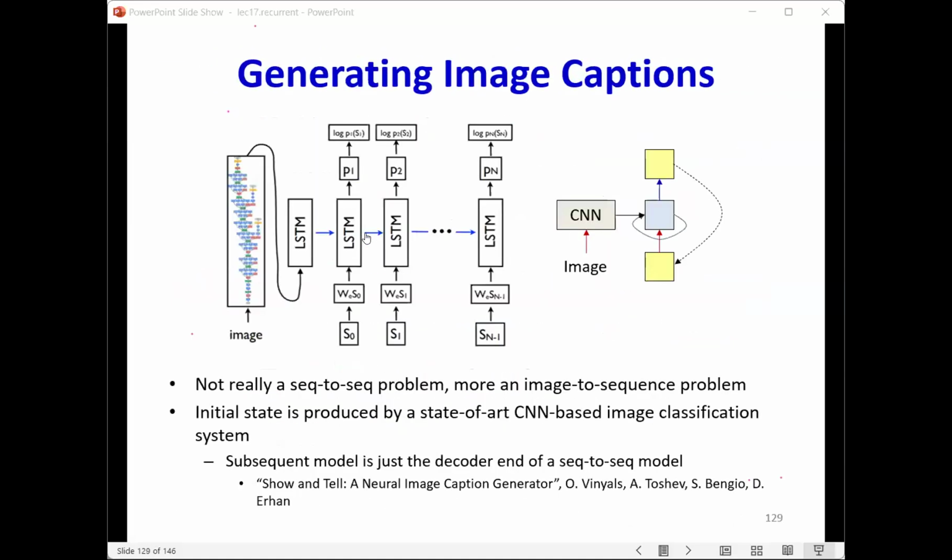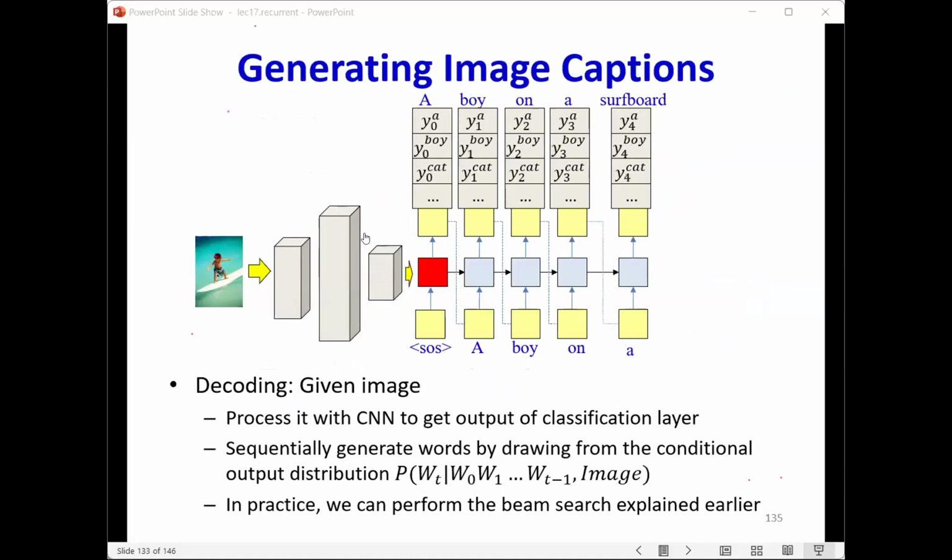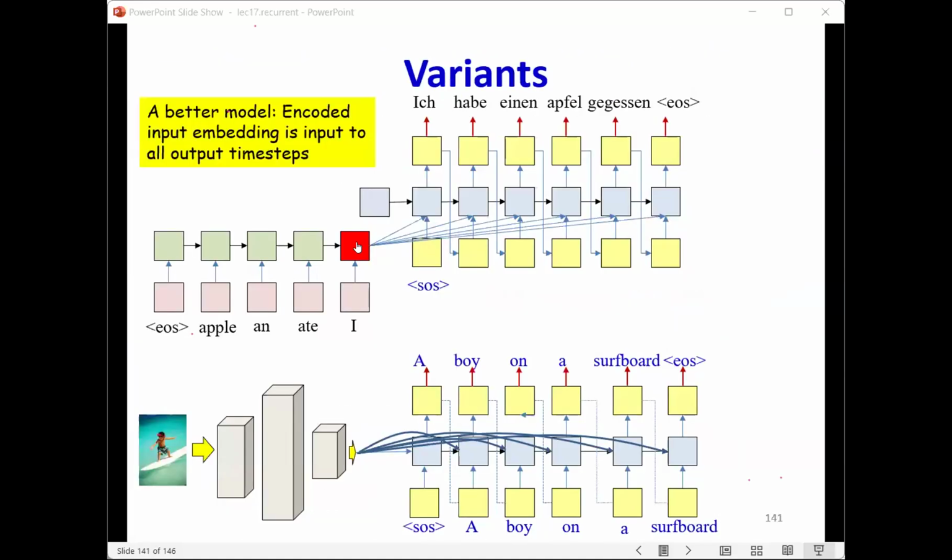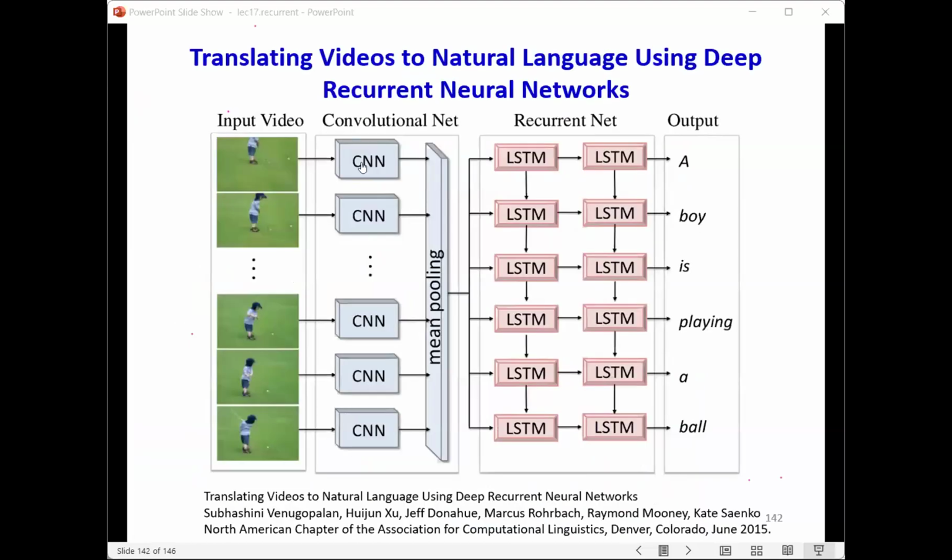So how do we get around that? A couple of different solutions have been proposed where you say, I'm going to feed this in at every point. Even for image captioning, they did that. They did the same thing for video captioning. And they found it works really well.